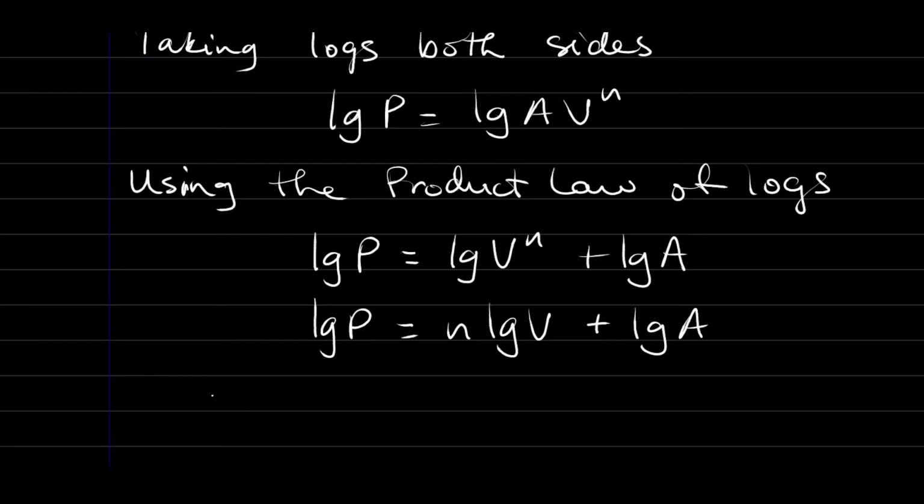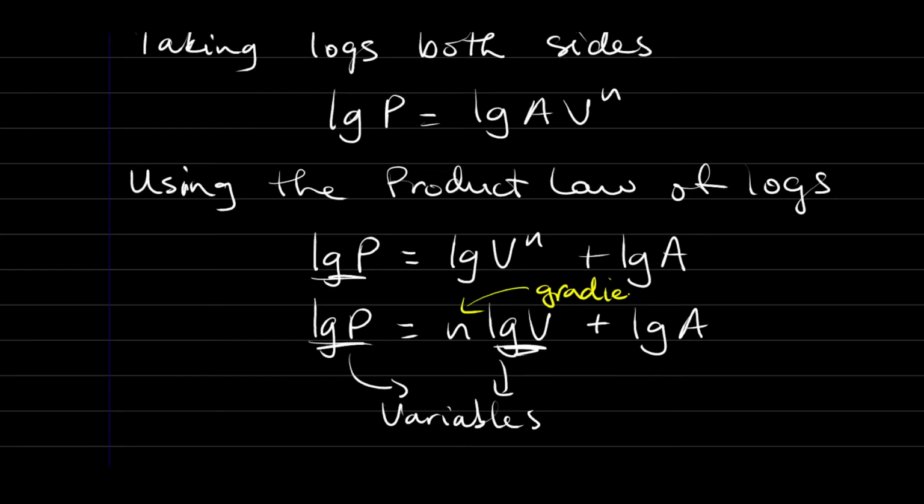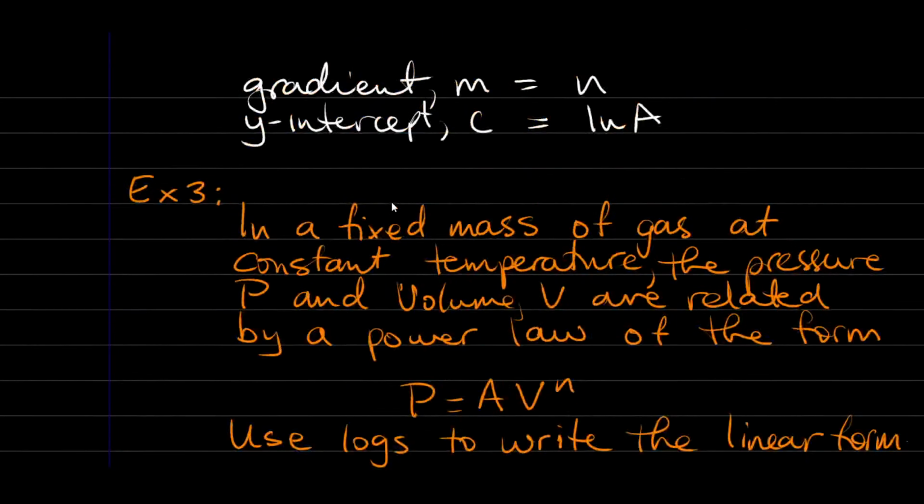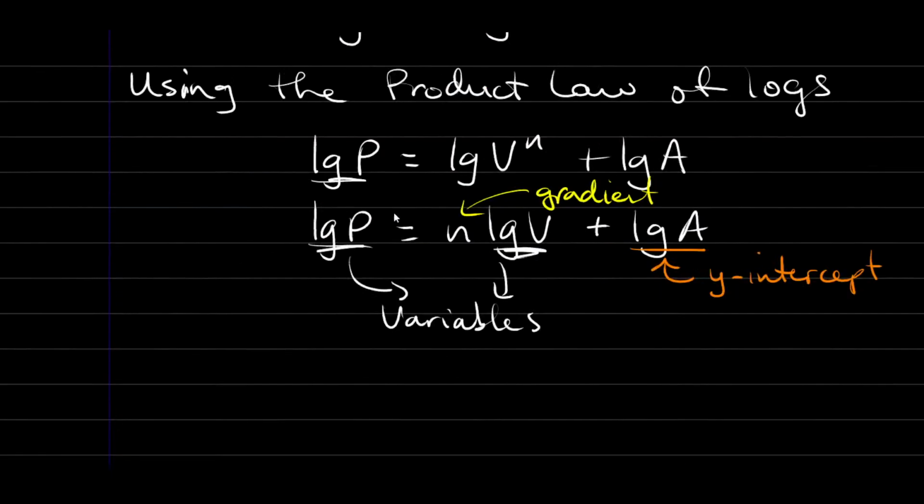We can see right away that your variables are log of P and log V. We can see that this here is your gradient, and we can see that this here is your y-intercept. I keep saying intercept, and I mean y-intercept, so don't fault me for that. Later on, I'll be very specific about it because we have to do coordinate geometry.